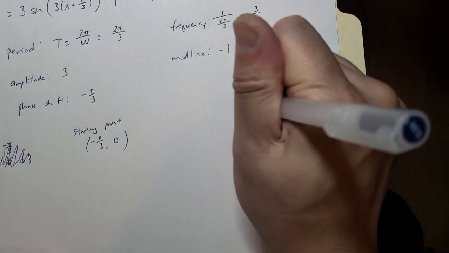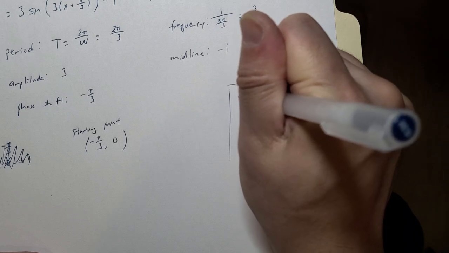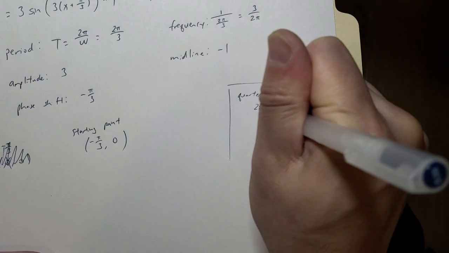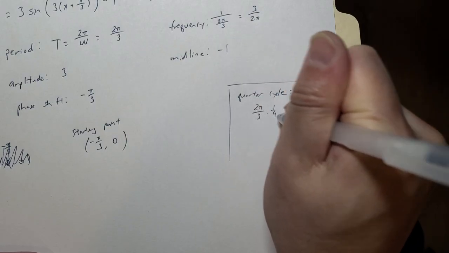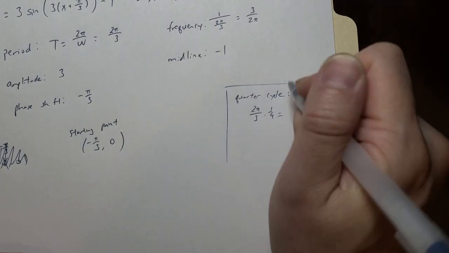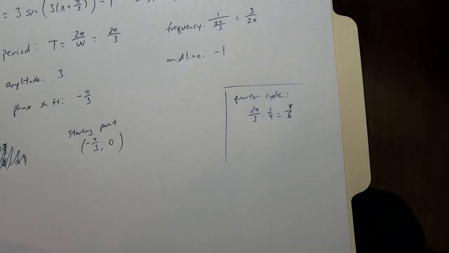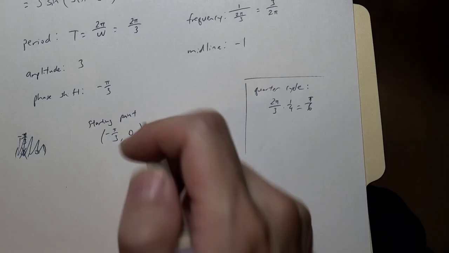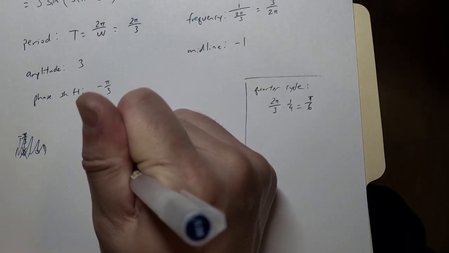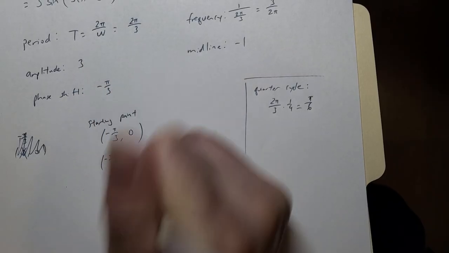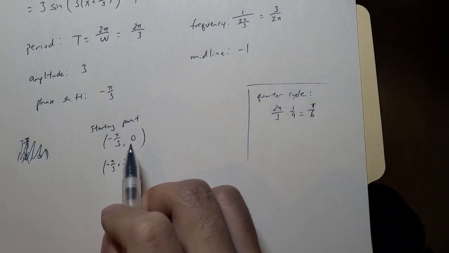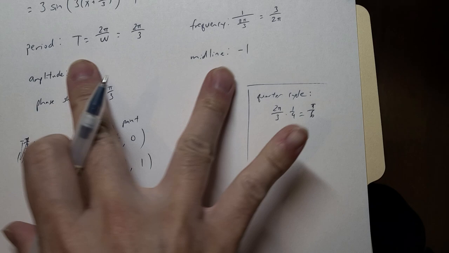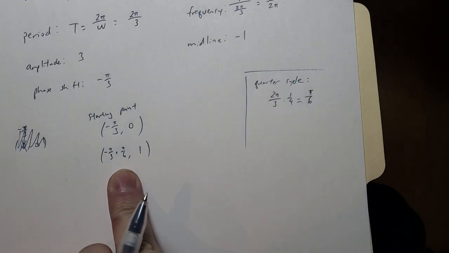Let's do it on the side over here. A quarter cycle, a quarter period, is 2 pi over 3 times a fourth, which would be pi over 6. So the next point would be minus pi over 3 plus pi over 6. And then for sine, a quarter cycle away, it goes to the max. So it'll be 1. We're not worrying about the y's until later, remember? So this will be the next point.